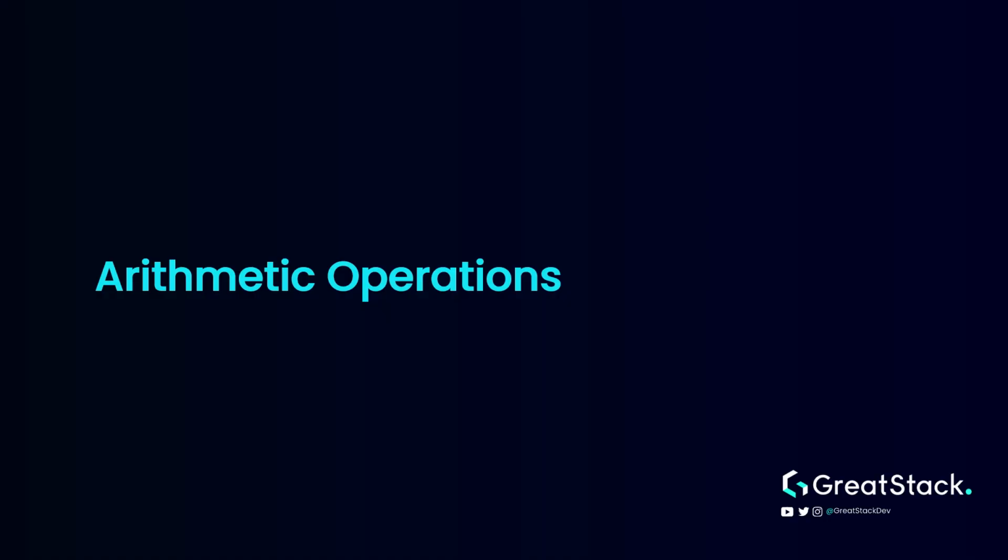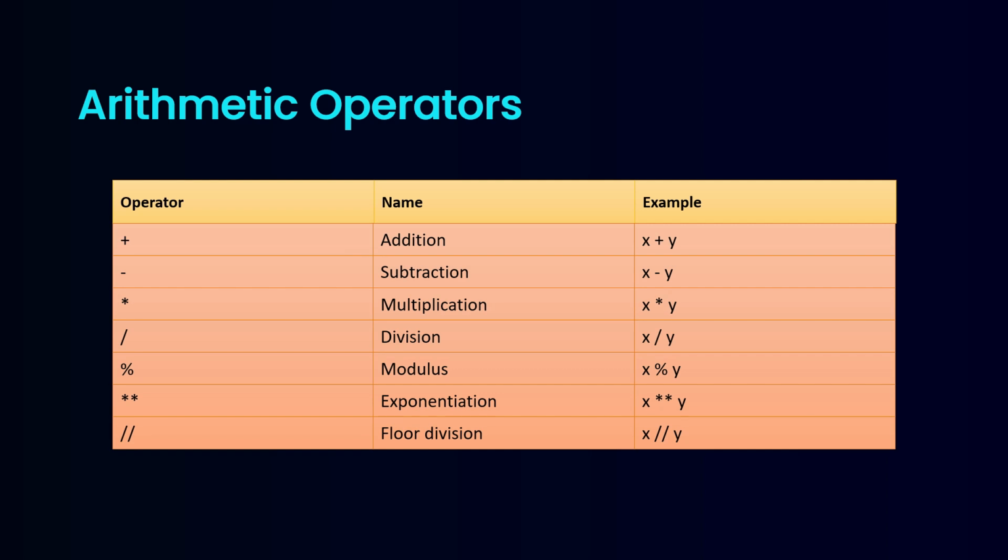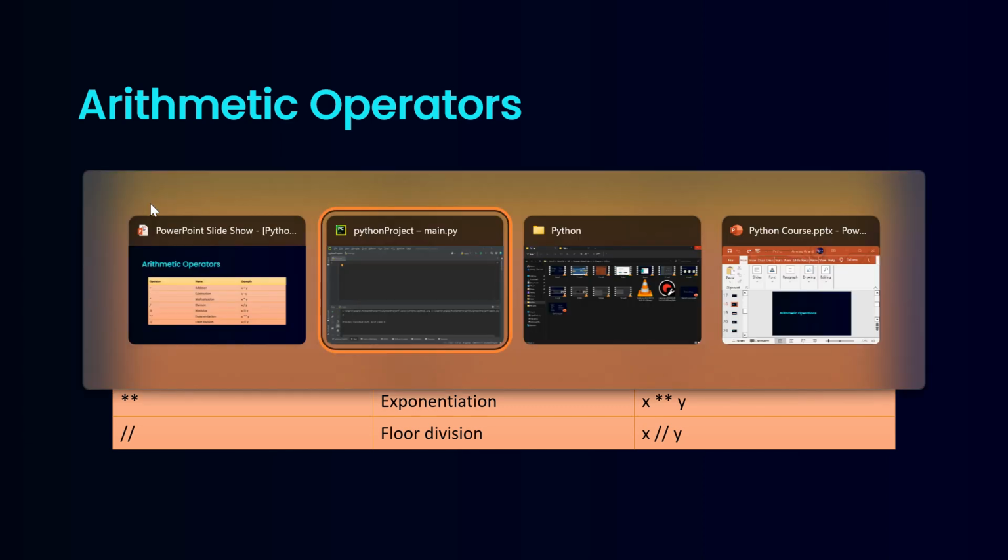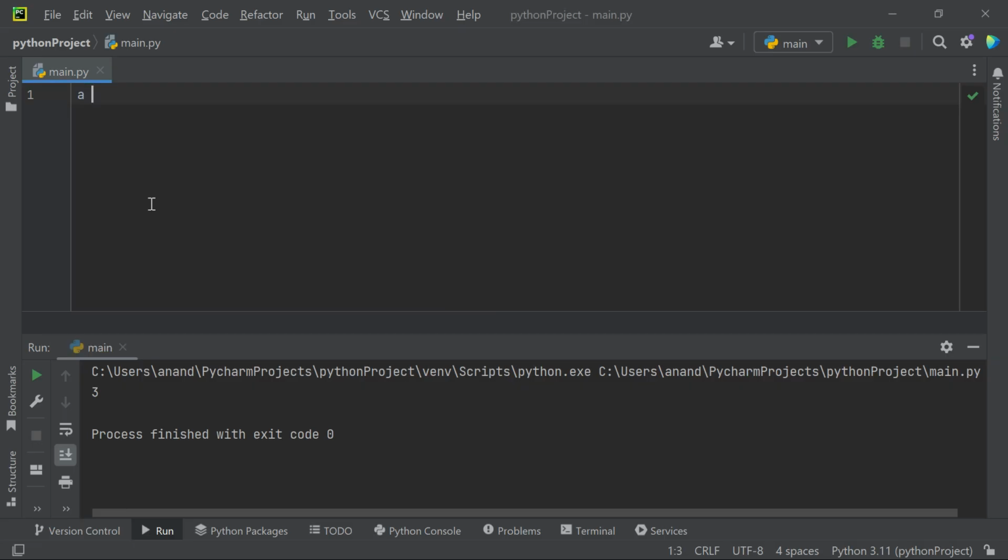Arithmetic operations. These are mathematical operations that we perform for calculation in Python. These are done using arithmetic operators. So we have addition, subtraction, multiplication, division, modulus, exponentiation, and floor division. These are all the operators that we have in Python. So let's take an example for all of them.